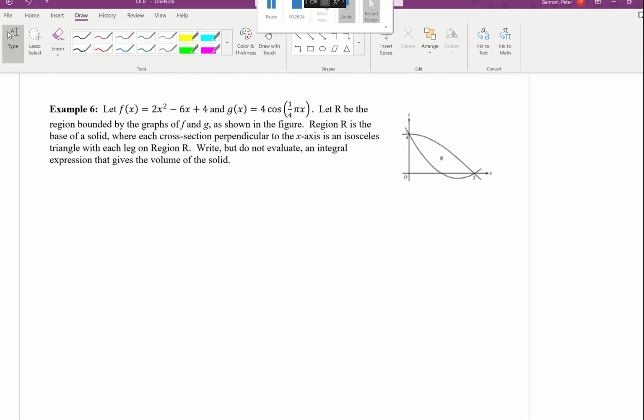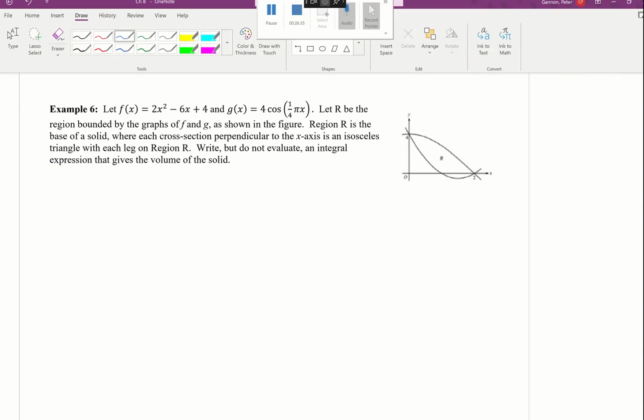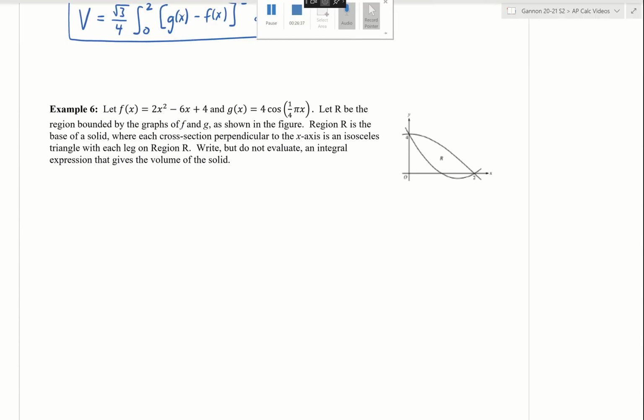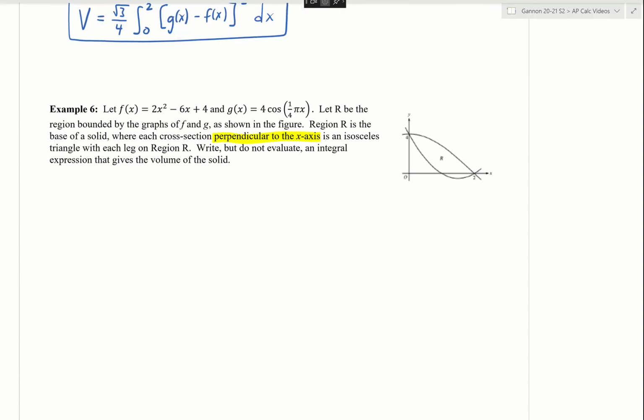And if we take a look at example 6, it says let f of x and g of x basically be the same two functions. R is the region bounded by the graphs as shown in the figure. Region R is the base of a solid where each cross section perpendicular to the x-axis again is an isosceles triangle, with leg on R.